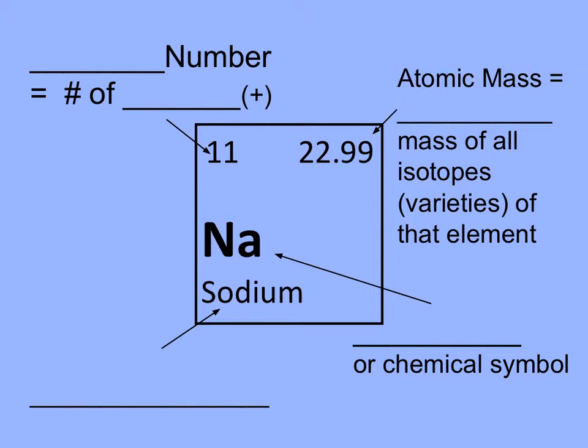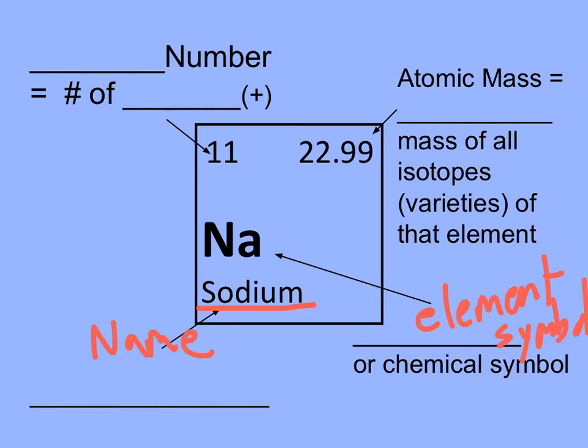Okay, so we want to take a look at what each square on the periodic table can tell us. The first thing that it can tell us is what's the actual name of the element. So this one is sodium, and it's also got a chemical symbol or an element symbol. That element symbol always has a capital letter to start with, and if it has two letters, the second one will always be small.